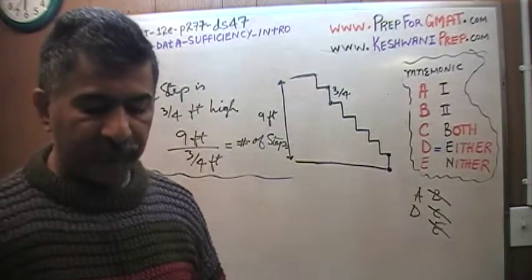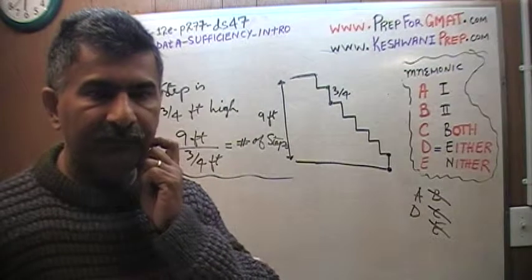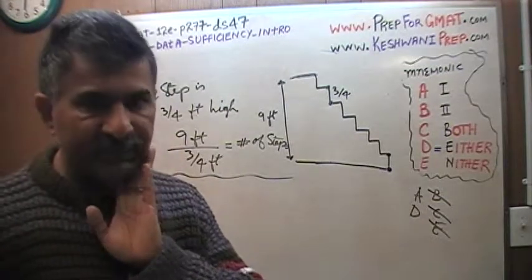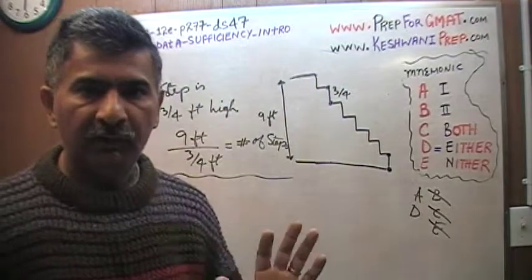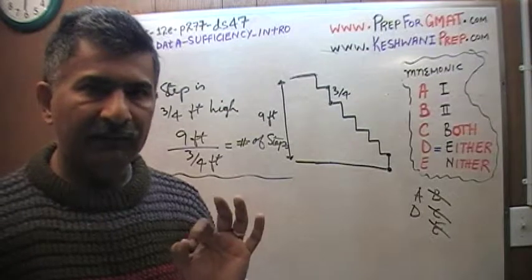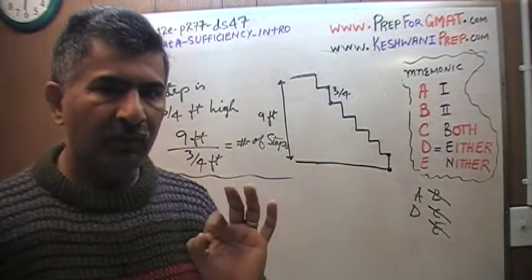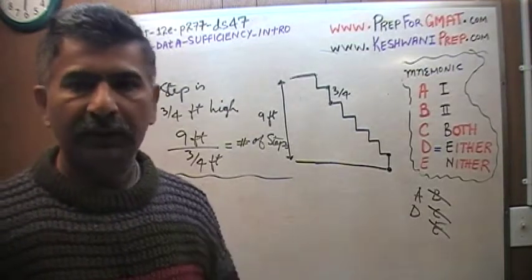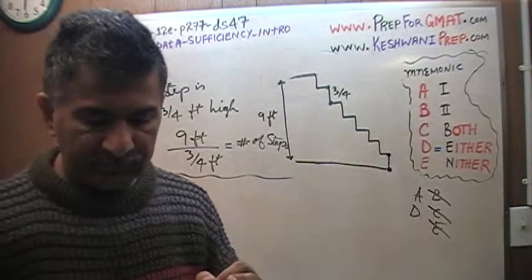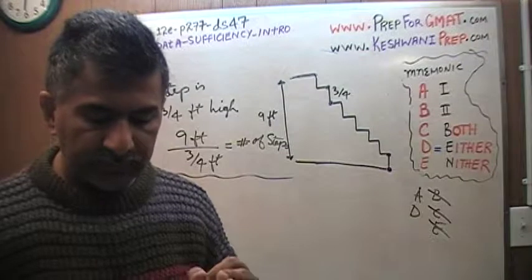If the height of the step in the first statement was given to you as 3/4 of a foot, and in the second statement they tell you something in a very convoluted way, but if you analyze it, at the very end, you should find that the height of the step in the second statement also turns out to be 3/4 of a foot. It does not change.